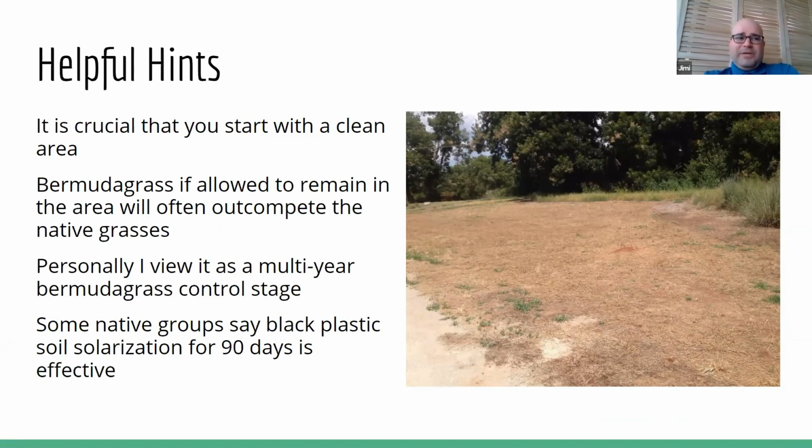A lot of other groups, myself included, just use glyphosate, like a Roundup product. And usually late summer would be a good time to spray and monitor, and then maybe one more fall application. Then wait until a little bit later in spring to seed or add your grasses, and it'll give you one more chance to go and make sure you got all that Bermuda grass controlled.